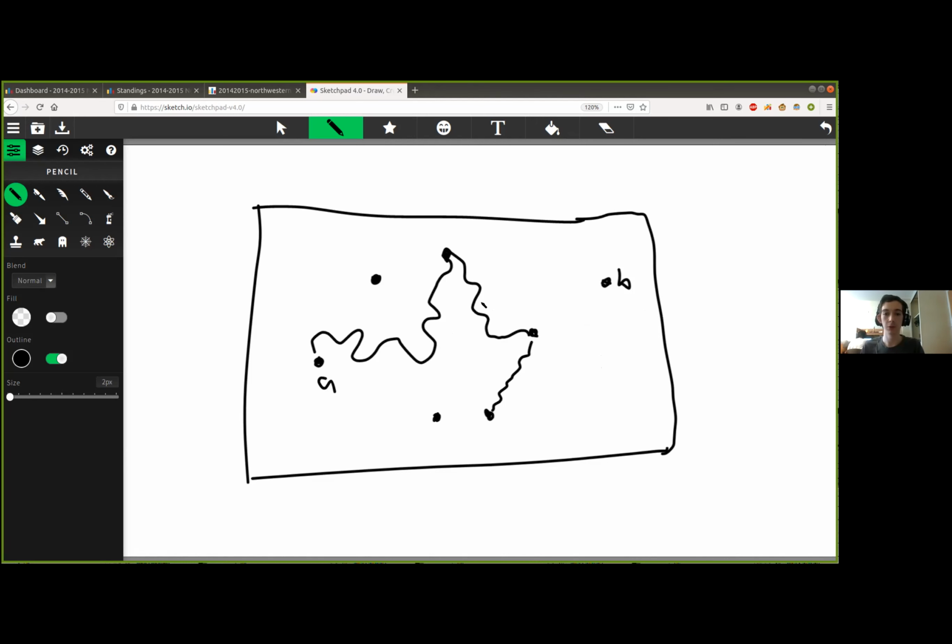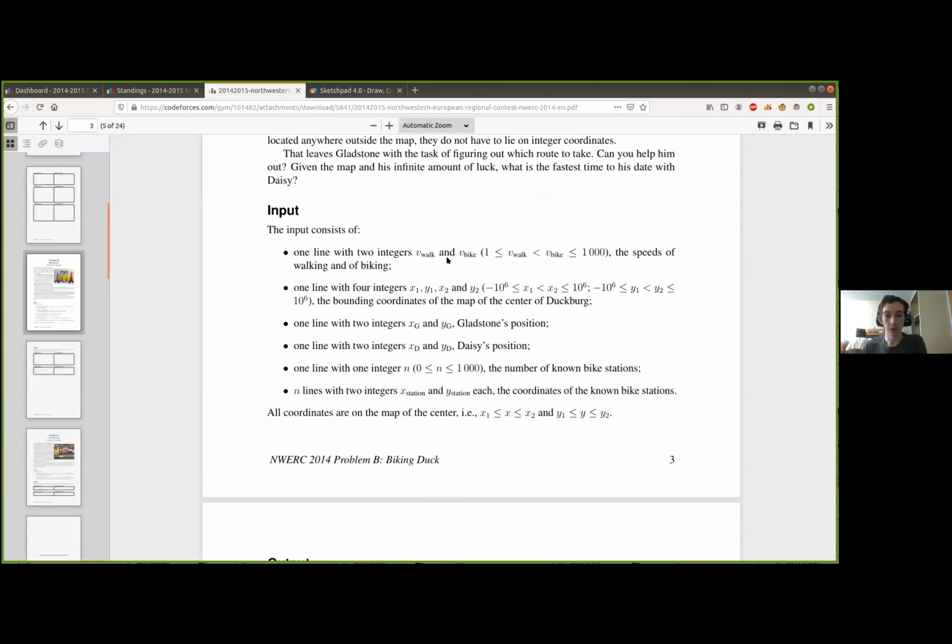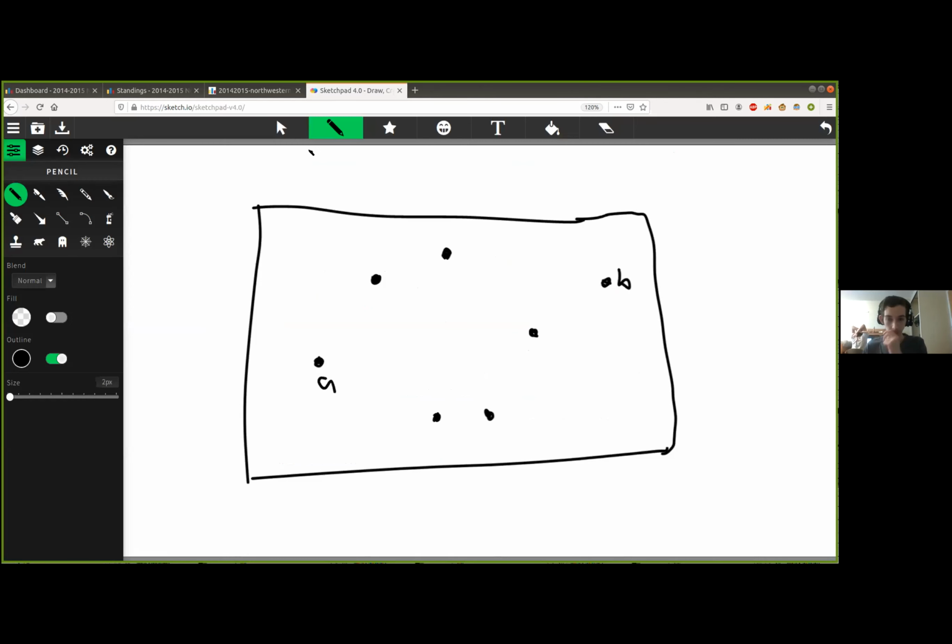So that's the kind of thing you're allowed to do for a valid path. You can only move at the biking speed if you have a bike, and you have to pick up a bike to use it, and you have to drop off a bike before you meet the person at the end. The constraints are that there are 1,000 bike stations.